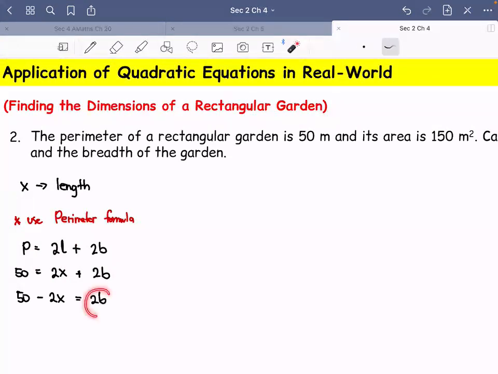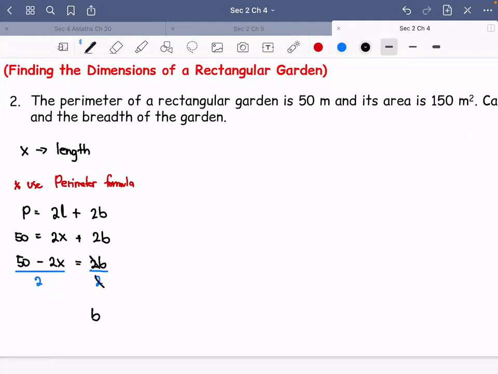Now, if I need b, I need to get rid of 2. So how do I get rid of 2? I'll divide both sides by 2. So b is equal to, what is 50 minus 2x divided by 2? It's basically 25 minus x. So therefore, take note of this: x is my length, and my breadth is 25 minus x.